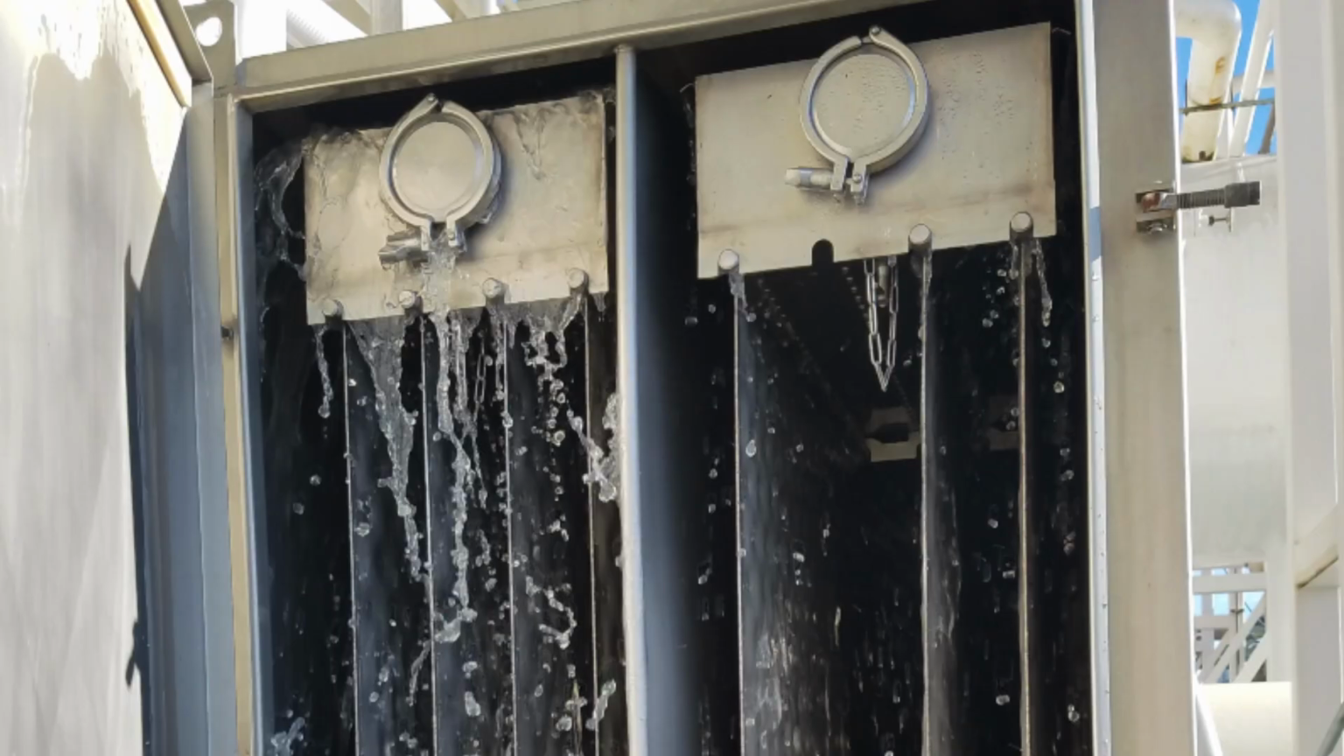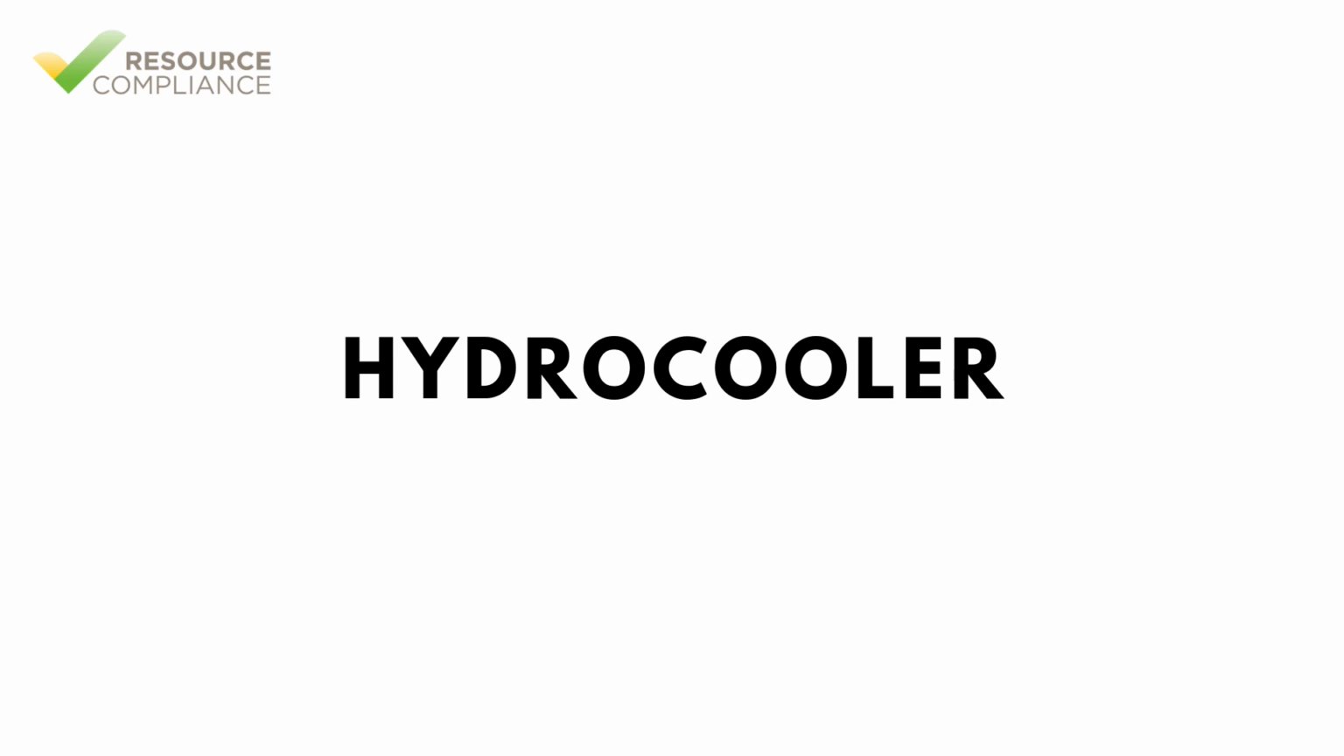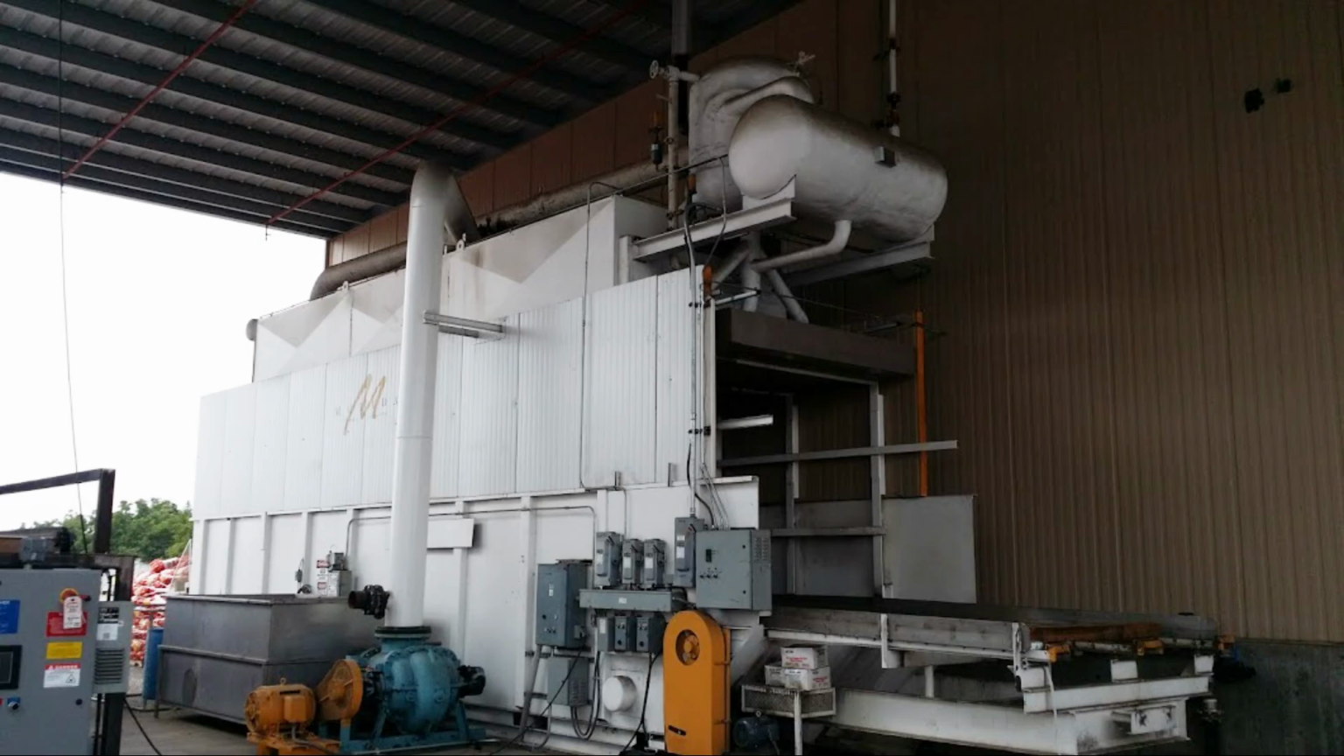The fluid collects at the bottom of the chiller and is pumped to the area where the chilled fluid is needed. A hydrocooler is a type of fluid cooling evaporator that is used primarily in the agricultural and food industries to rapidly reduce the temperature of freshly harvested produce.